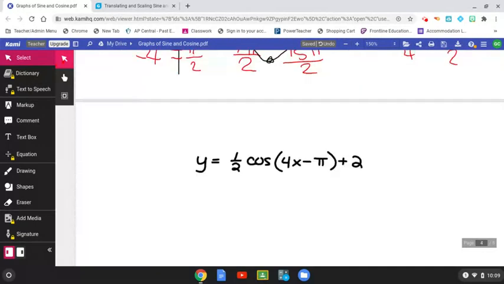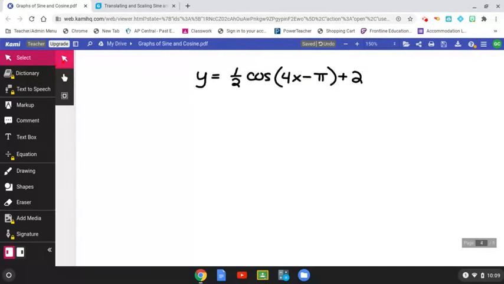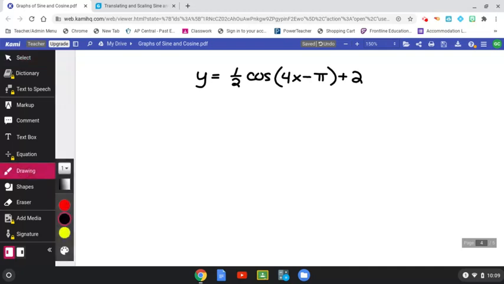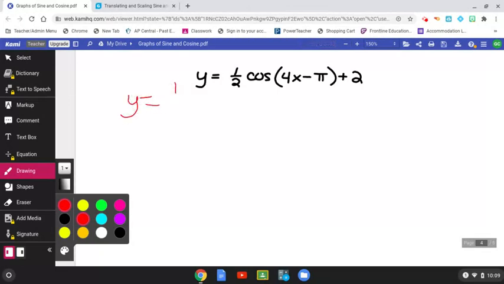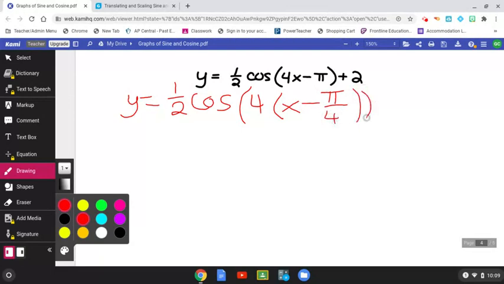Okay, let's look at a cosine graph. All right, so again, the first thing I'm going to have to do is factor out b, because I'm noticing it's not factored out. So if I do that, I'm going to get 1/2 times cosine of 4 times x minus pi over 4, plus 2.